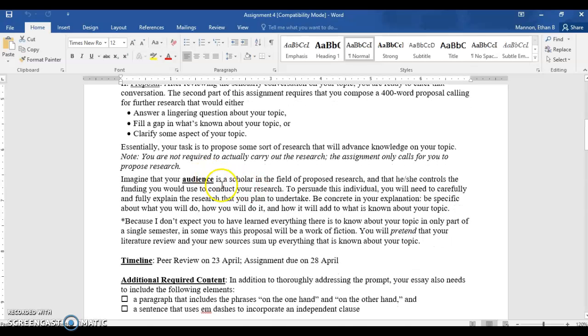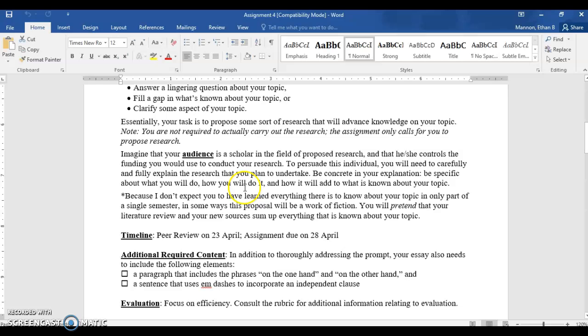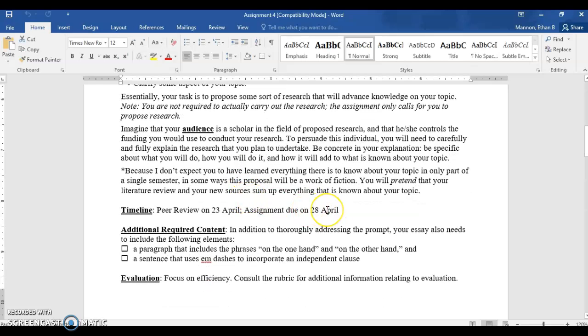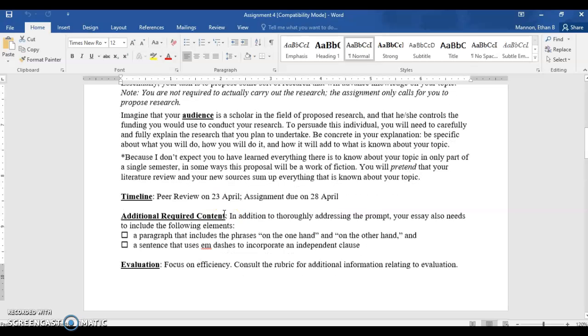Your audience is somebody who is filthy rich and could fund your research and knows a little bit about the field in which you're proposing to do further research. Okay? So the final draft will be due on the 28th of April. We'll have another online peer review session on the 23rd of April.